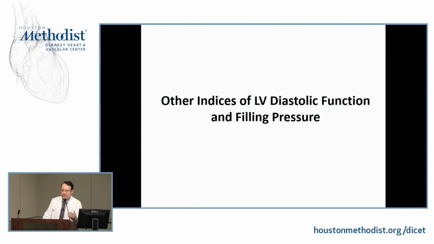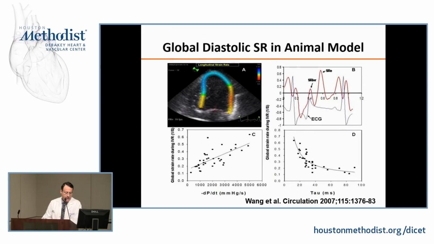Okay, so we've talked about a common approach where we use signals that we get every day. Are there other signals that can be used and analyzed to draw inferences about LV diastolic function? The answer is yes. So one of these is looking at LV relaxation surrogates during the isovolumic relaxation period and during early diastole using myocardial strain rate.